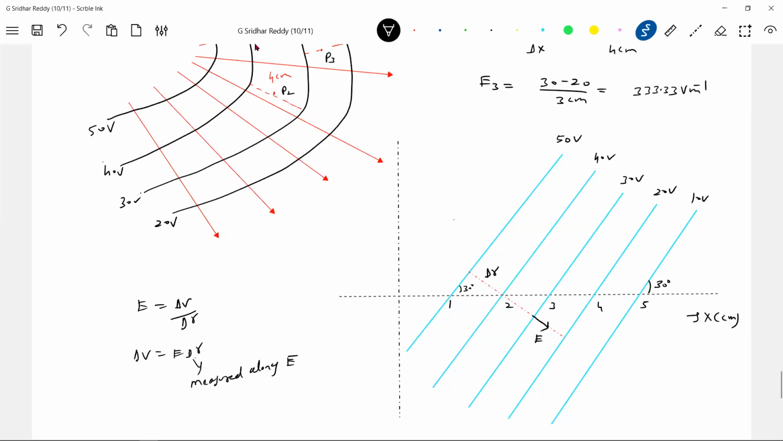Then can we calculate now? We know delta X, so sine 30 will be delta R by delta X. So delta R is equal to delta X sine 30 degrees. Delta X is 1 centimeter, so this will become 1 by 2.